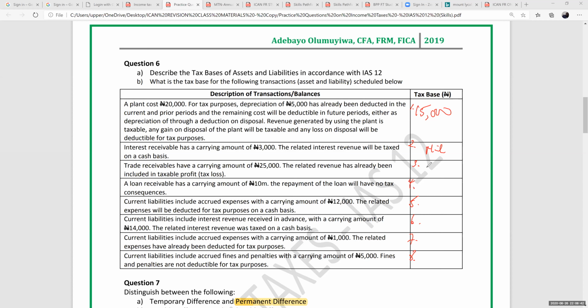Okay. Yes. Question 4? 10 million. Yes. Question 5? Nil. Question 5 is what? Nil. Is that correct? Yeah.